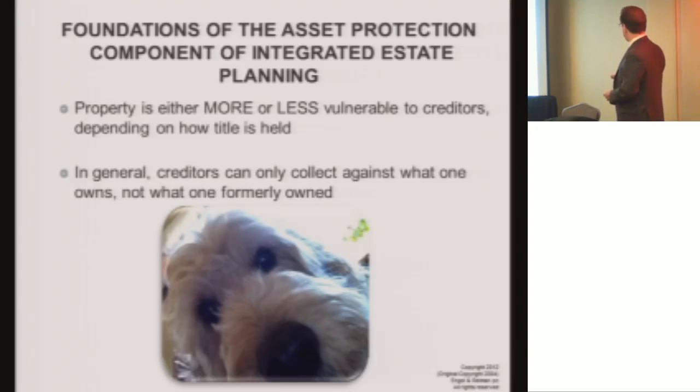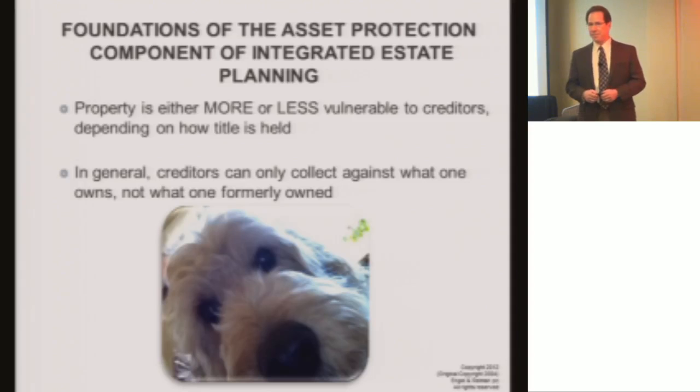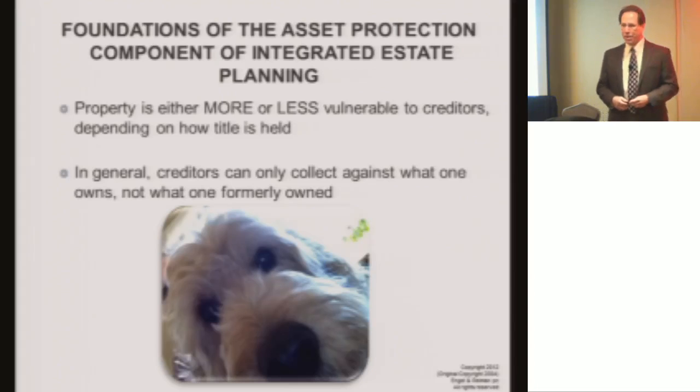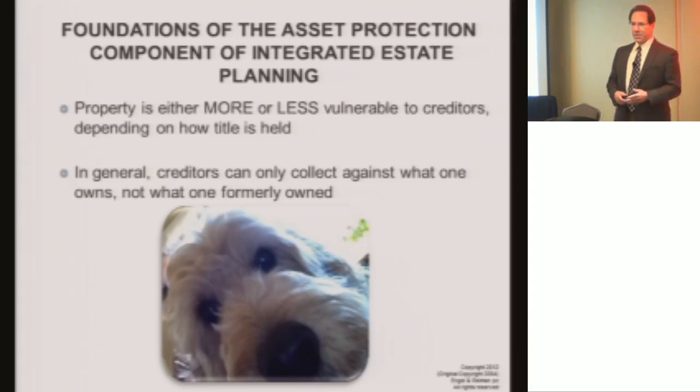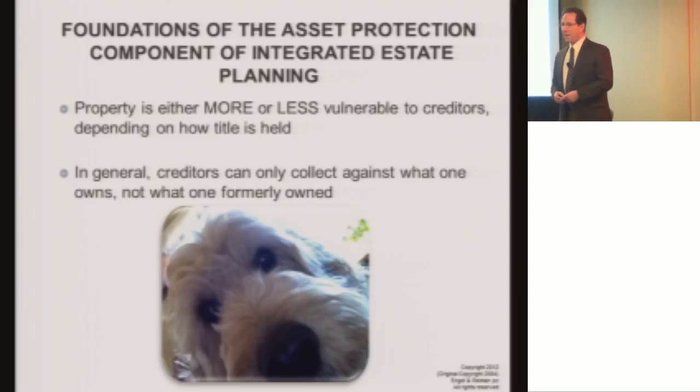The second principle: in general, creditors can only collect against what one owns, not what one formerly owned. Say the client has that same $1 million investment, the brokerage account, the managed account. They take that money and contribute it to an irrevocable trust that then turns around and buys a very large single premium life insurance policy. And then 3 years later, the client is sued, 2 years after that, they lose, and the creditor would like to go get that $1 million policy.